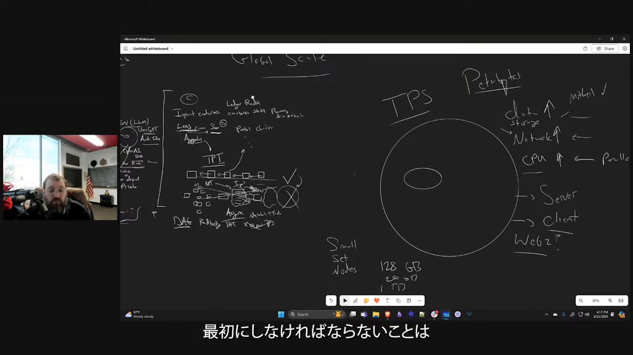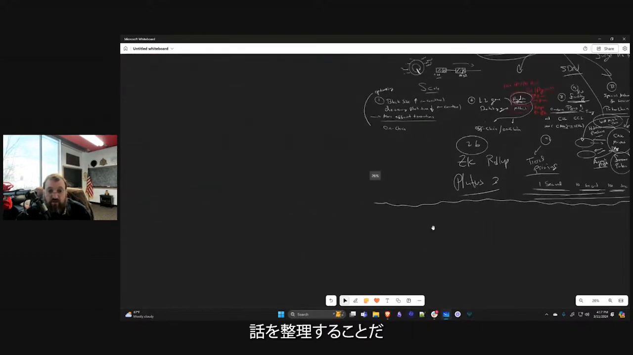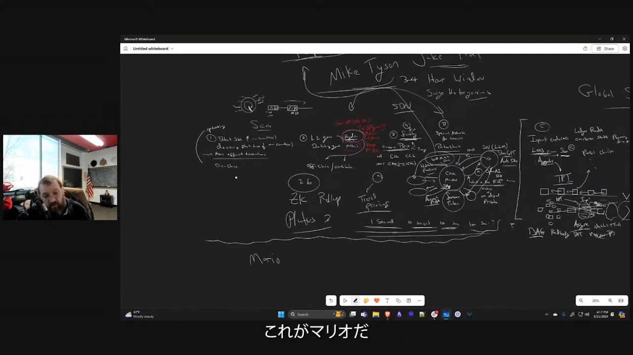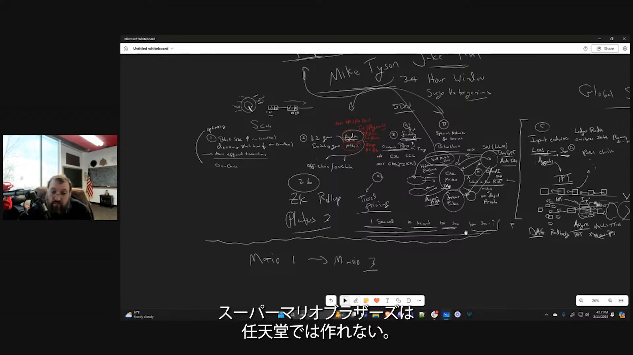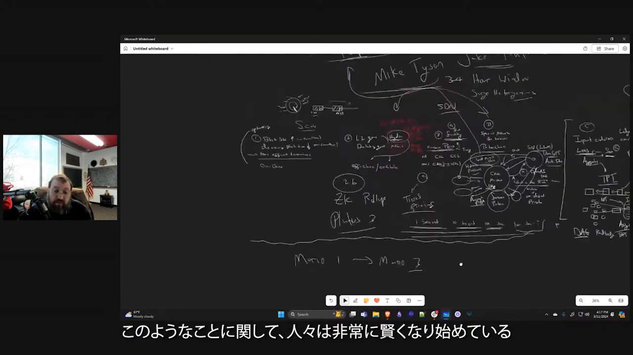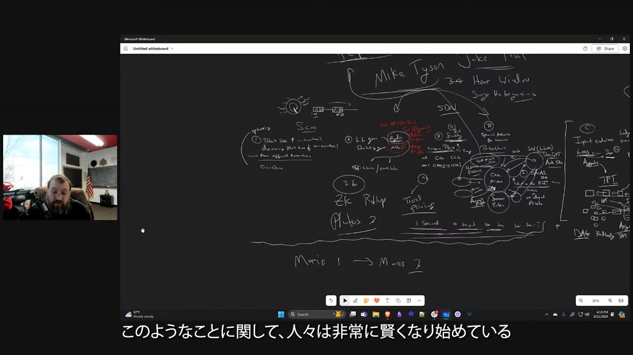So the first thing that you want to do is you just want to get your story sorted out. You want to go from Mario Brothers 1 to 3. This is Mario 1 to Mario 3. Mario 3 is as optimized as it's going to get. You can't make Super Mario Brothers with the Nintendo. It wasn't possible to do that. And what we've done through several generations of the technology is we've gotten from Mario 1 to 3. People are starting to get very clever about all of this stuff.